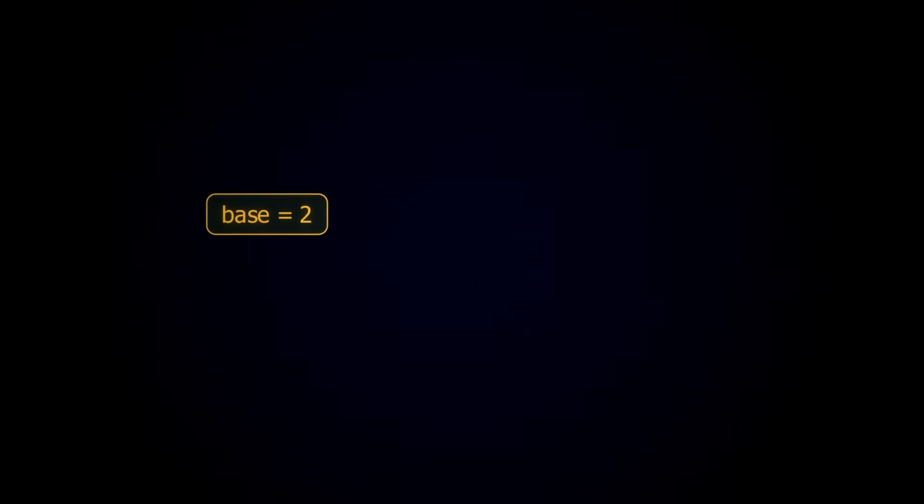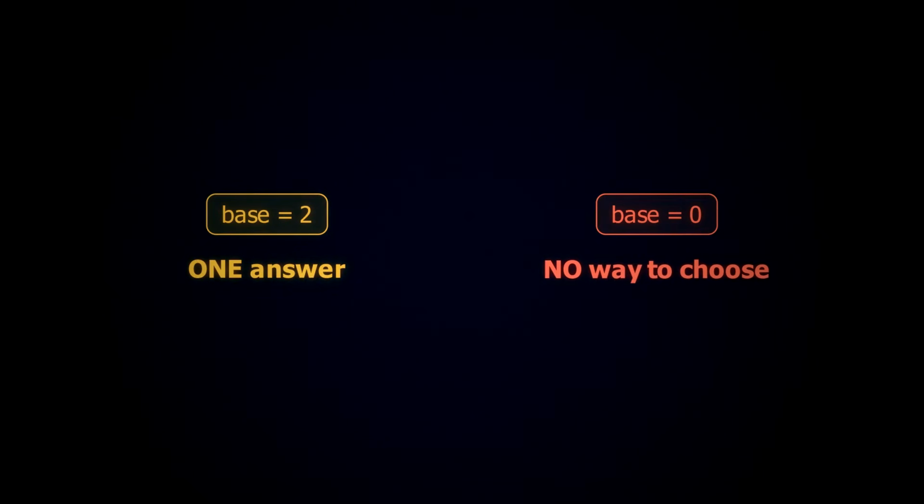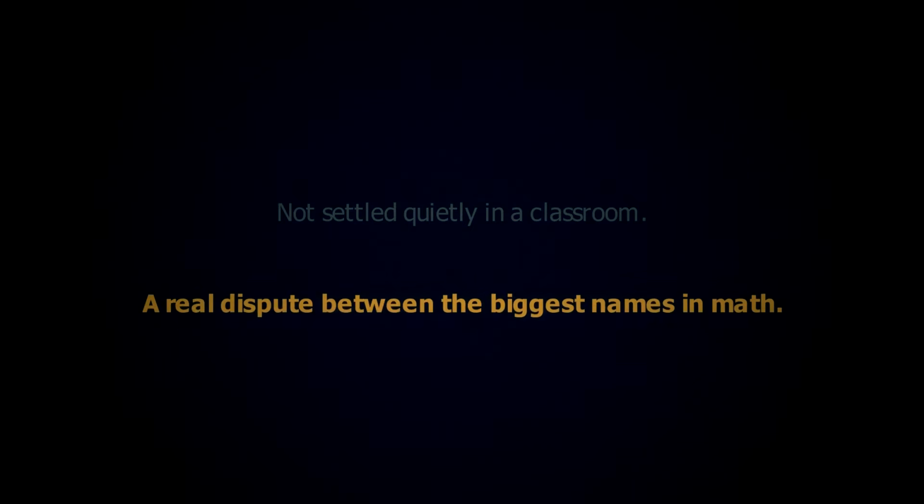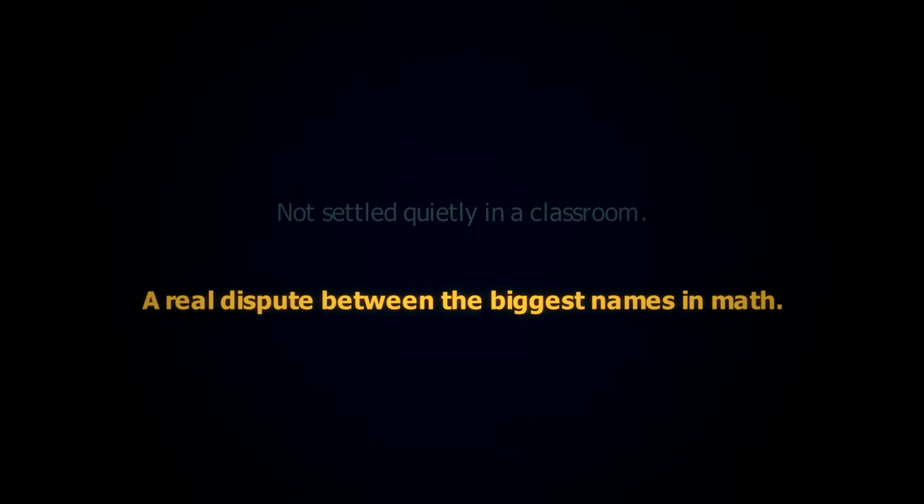With base 2, algebra had exactly one possible answer, and it locked in. With base 0, algebra suddenly has no way to choose. Every path that gave a clean, forced answer for a normal number gives either nonsense or an open question the moment you swap in 0. This was not settled quietly in a classroom. It played out as an actual dispute between some of the biggest names in the history of mathematics.